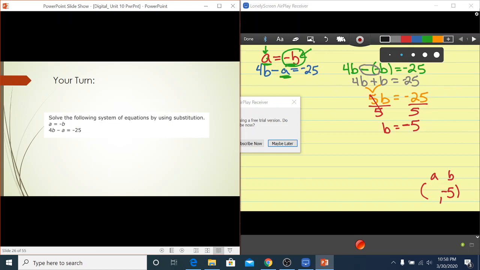Okay, let's come back to the original here. If I know what b is actually worth, I can substitute this back in place of b somewhere else. It doesn't matter where, let's make it here. 4 times b minus a equals negative 25. And in place of b, we're going to use negative 5.